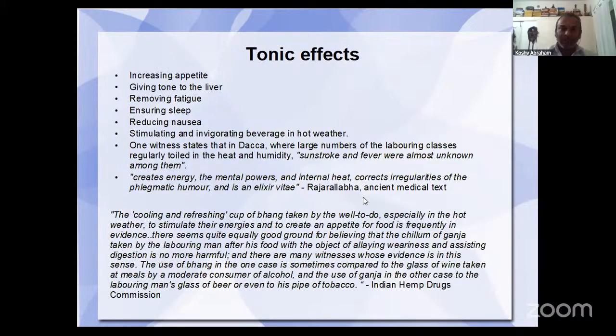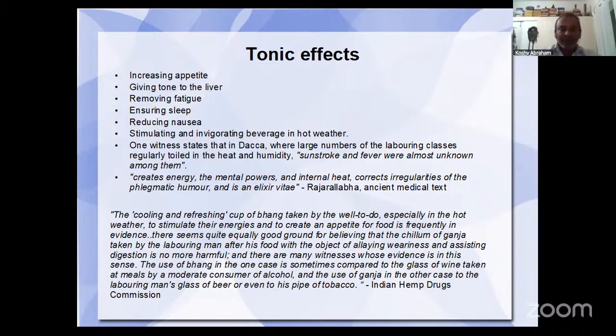It was used to treat specific diseases, but it was also used to keep the body and mind in good condition. So you did not have to be ill to use cannabis, which is why most people used it regularly and moderately, because the benefits were that it helped to increase your appetite, it toned your liver, it removed fatigue, it helped a person to sleep better, and reduced nausea. A very popular use, of course, was in hot weather, where it was a very stimulating drink. As we know, Tandai is still a popular drink, and the name is famous.